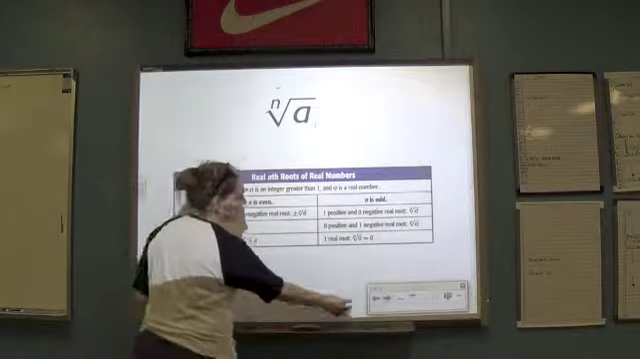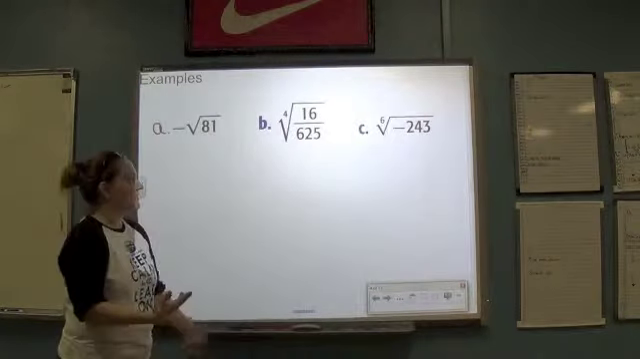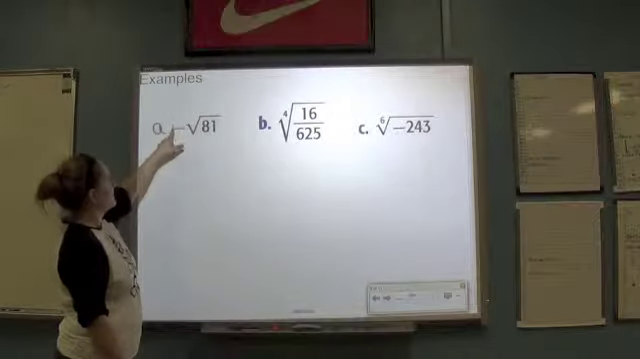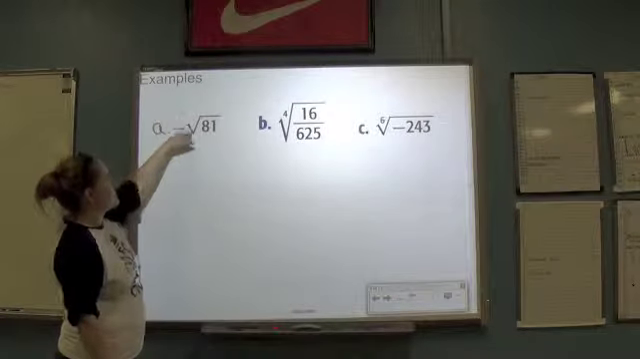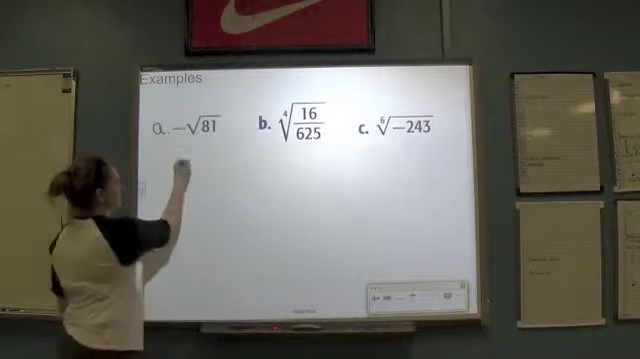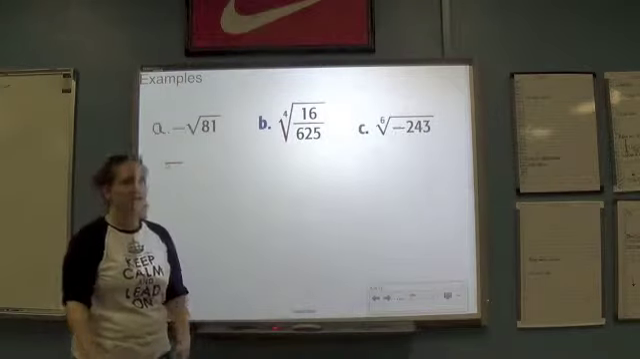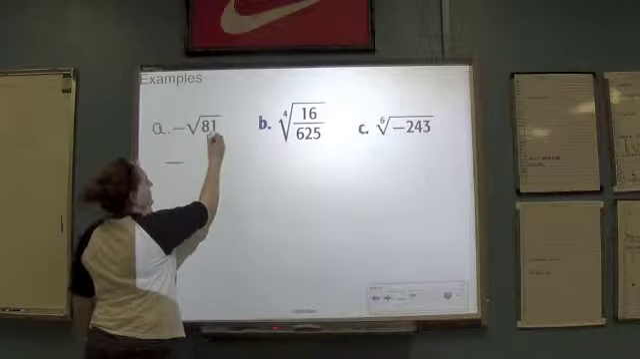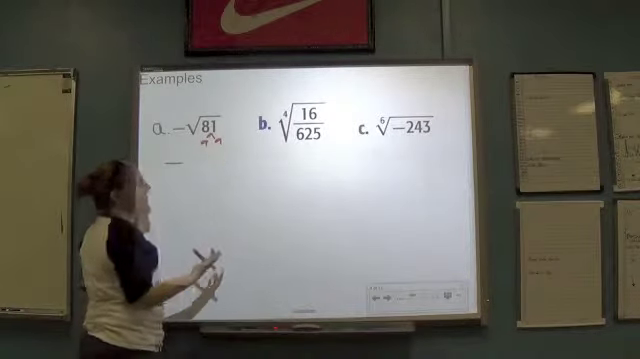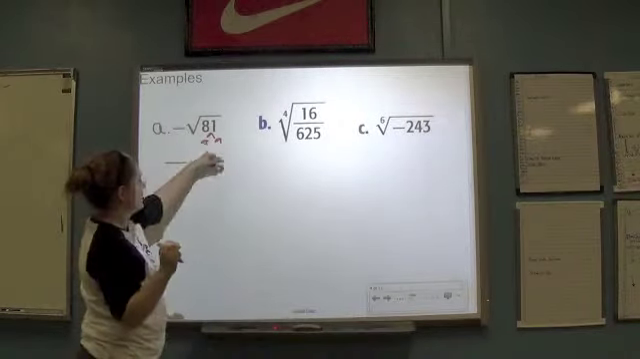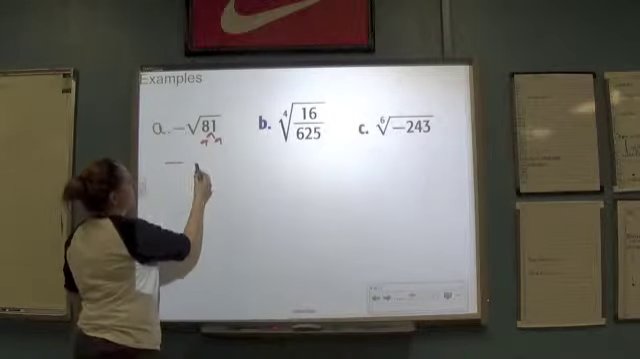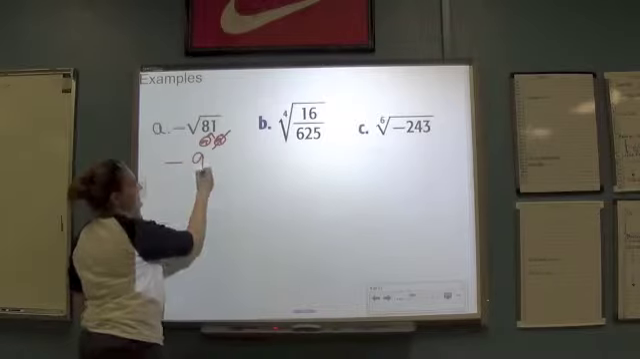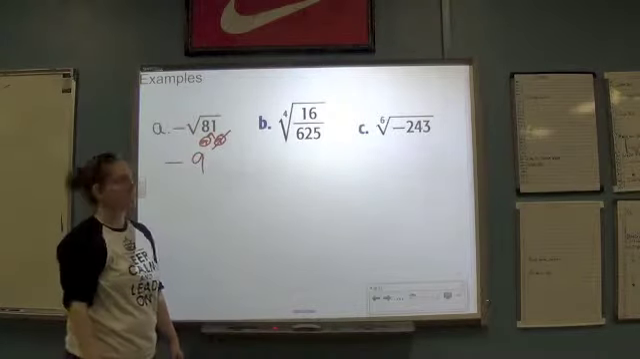So let's work on some problems. Okay, so here are some examples. You've got negative square root of 81. Well, the negative stays negative. So the square root of 81: the factors are 9 and 9, and since it's a square root, you need two factors, so 9 and 9. So that's circle, circle, kill. So the answer is negative 9.